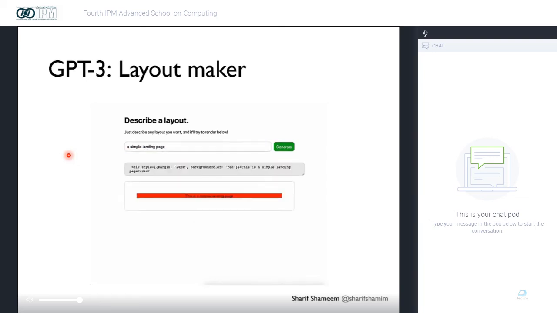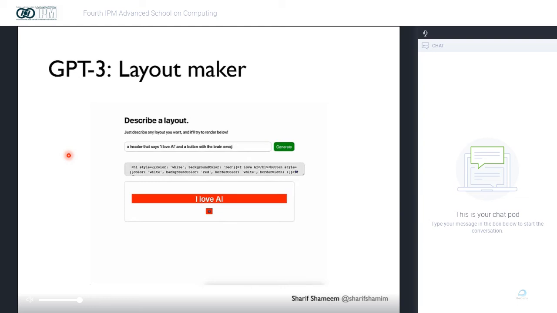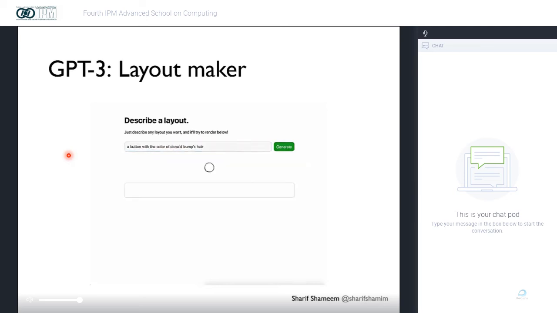The color did not work, or a simple landing page. A header that says I love AI, an emoji, and a button with a brain emoji. And there's a lot going on here. Let's have a look at another one, like a button with the color of Donald Trump's hair. So it has to understand who Donald Trump is, what color his hair is, and generate a button for that. There are a lot of interesting things like this.